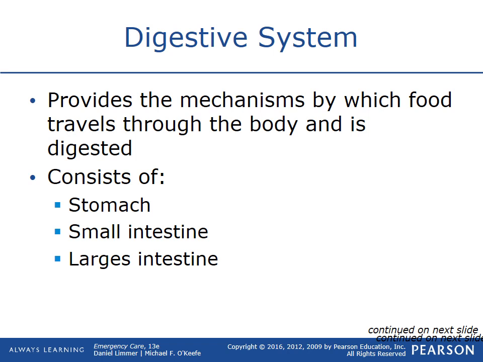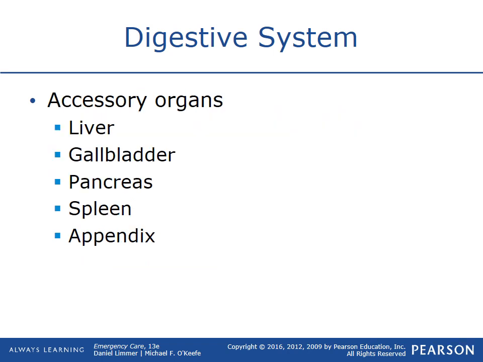The digestive system provides the mechanisms by which food travels through the body and is digested. This includes the stomach, the small intestine, and the large intestine. There are some accessory organs in the digestive system. You've got the liver and the gallbladder that excretes bile and dumps it into the stomach after you eat. You have the pancreas, which also produces insulin for our endocrine system, and the spleen and the appendix.